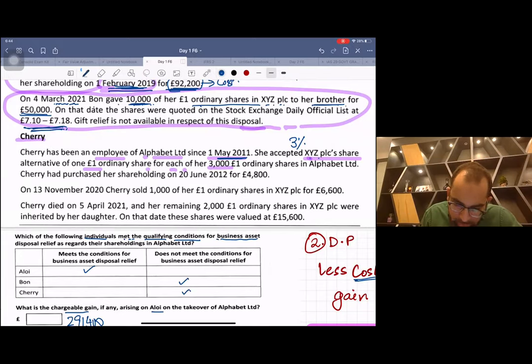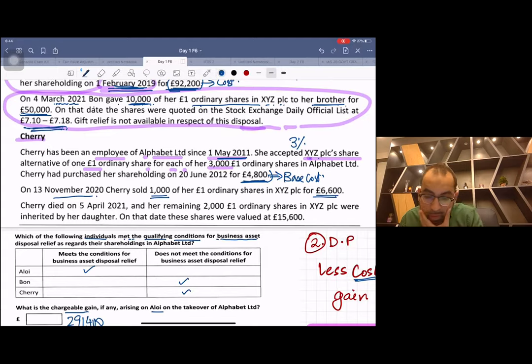Now, Cherry had purchased the shareholding. This is the base cost. Don't forget. Now, on 13th November 2020, Cherry sold 1,000 shares of her shares in XYZ for 6,600. Okay. Now, Cherry died on 5th April 2021 and her remaining 2,000 ordinary shares in XYZ PLC were inherited by her daughter. On that date, these shares were valued at 15,600.